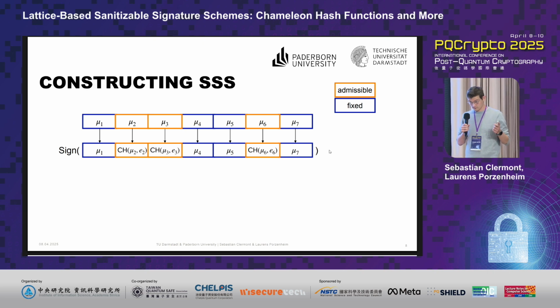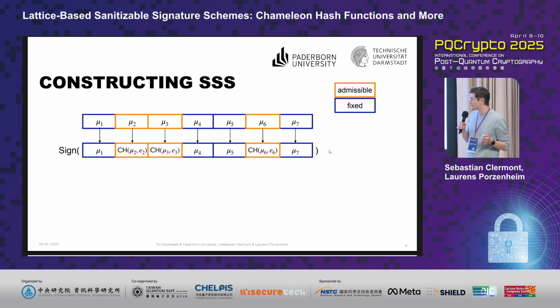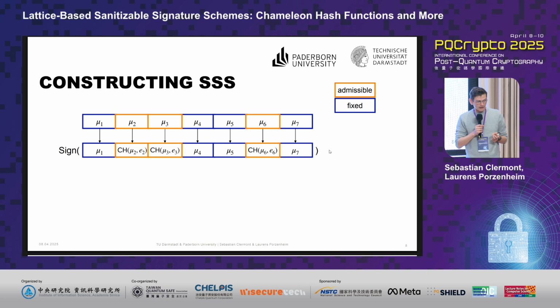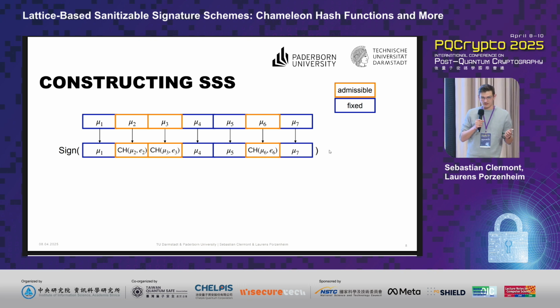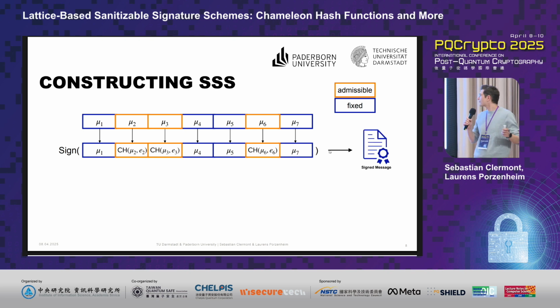So when signing, what the signer does is, for the blocks that should not be changed by the sanitizer, he just signs the messages as is. And for the blocks where a modification by the sanitizer is admissible, he does not sign the message directly, but first uses a Chameleon hash function to get some digest, which he then signs. And for this Chameleon hash function, he has to use the public key of the sanitizer so that the sanitizer can then later do modifications.